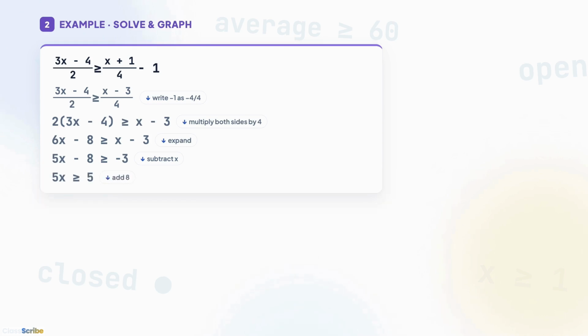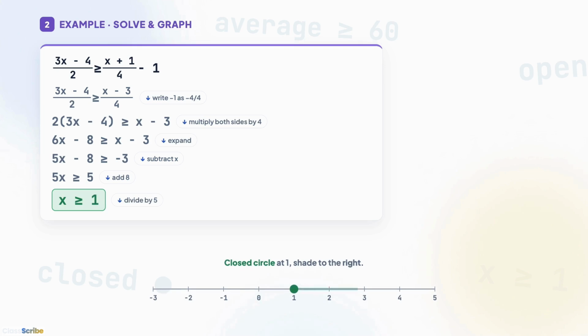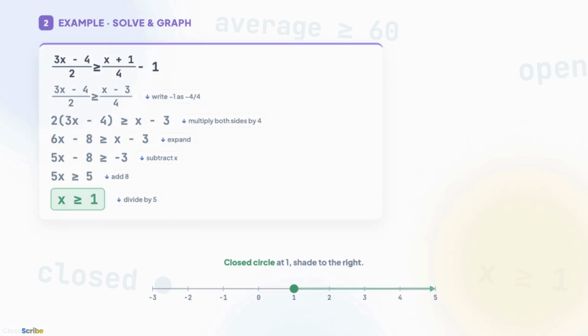Subtract x from both sides to obtain 5x minus 8 greater than or equal to minus 3. Add 8 to both sides and we get 5x greater than or equal to 5. Finally, divide by 5 to obtain x greater than or equal to 1. So we draw a closed circle at 1 and shade towards the right.